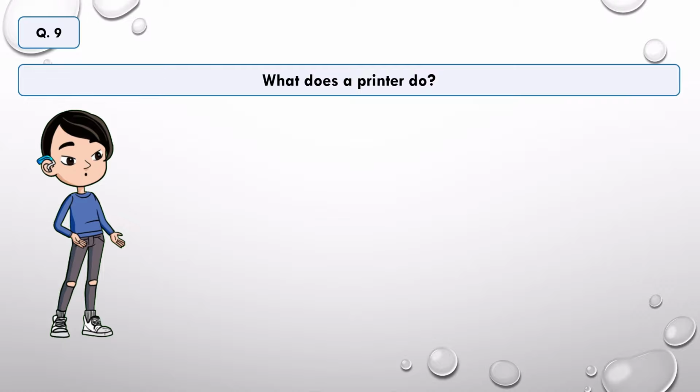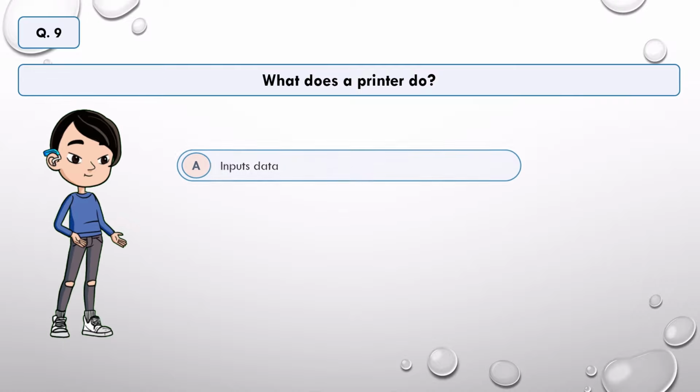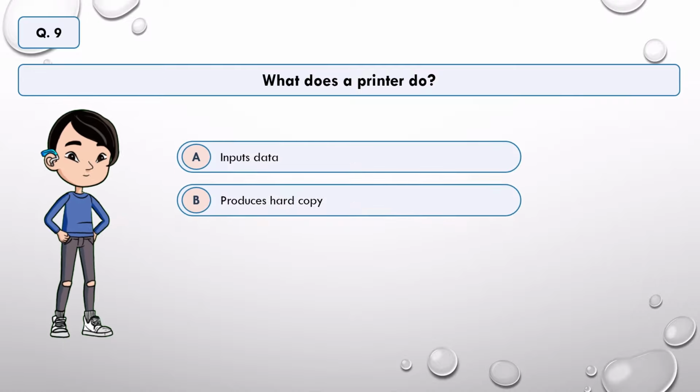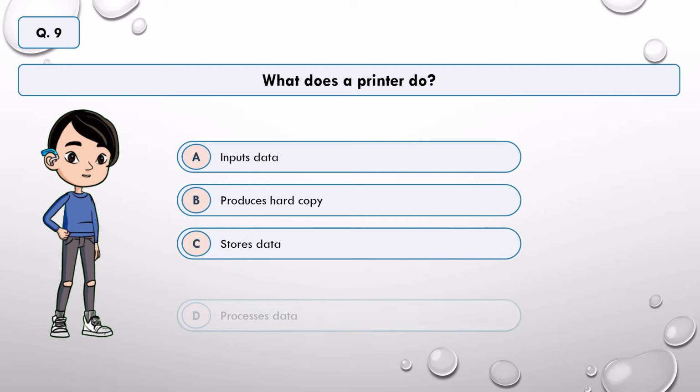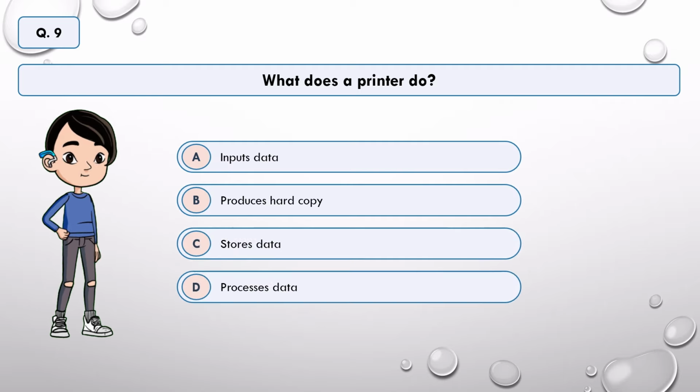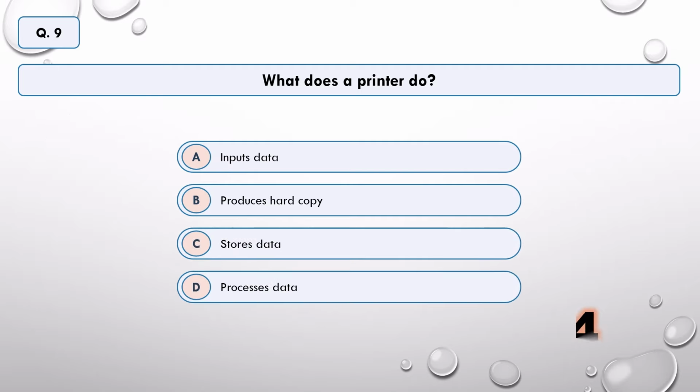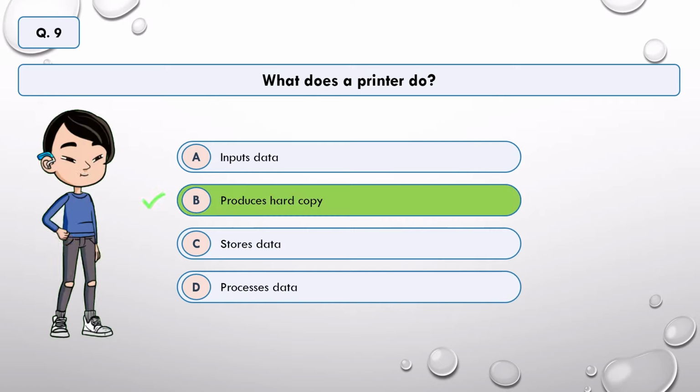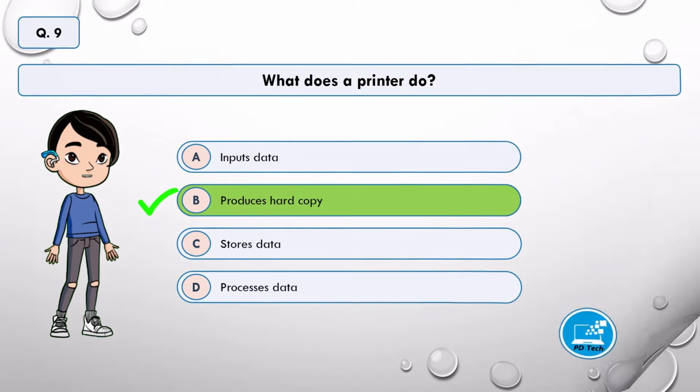Question 9. What does a printer do? Options are A. Inputs data, B. Produces hard copy, C. Stores data, D. Processes data. Answer is produces hard copy.